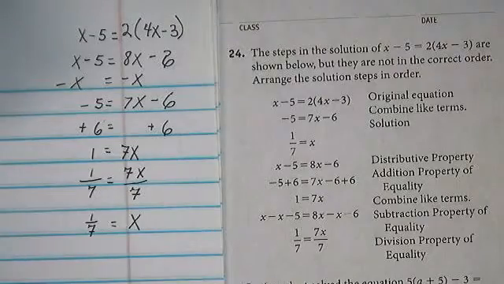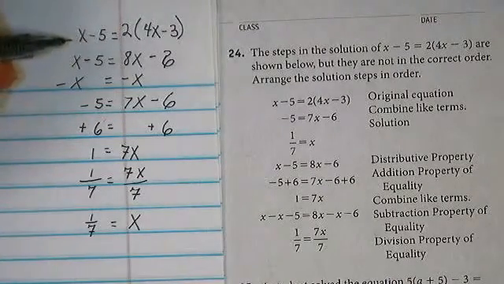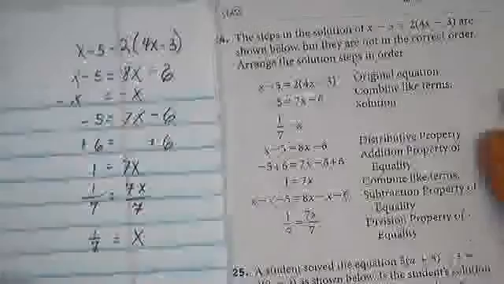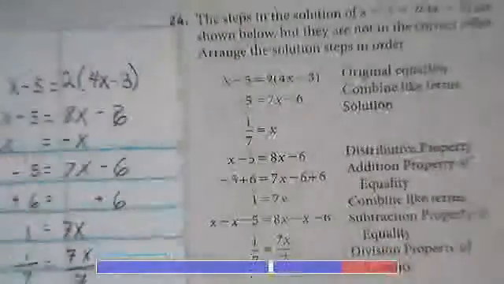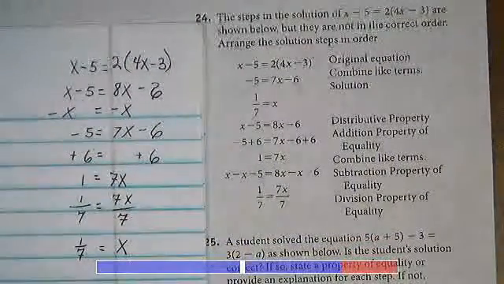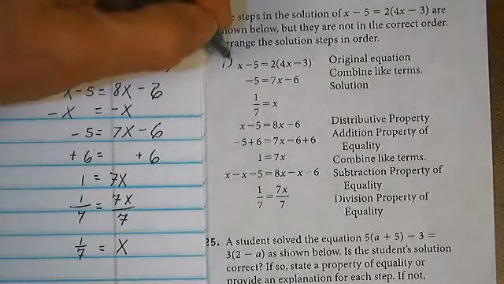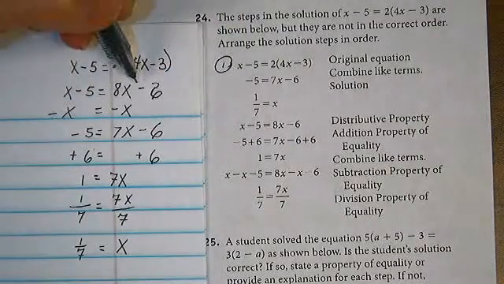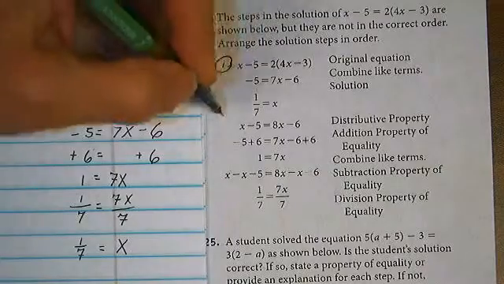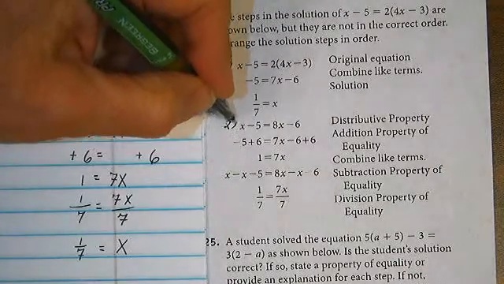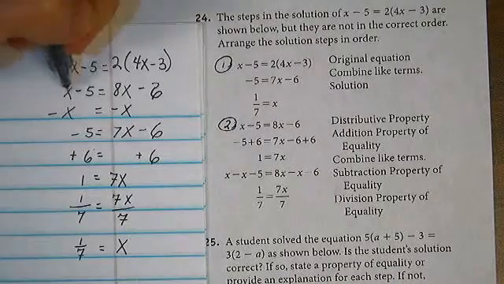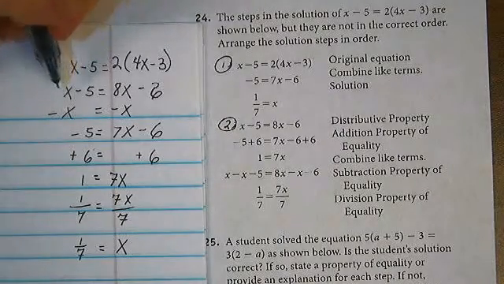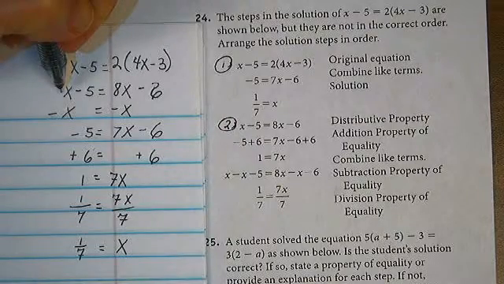Let's compare it to what they did. The original equation is first. Next, we distributed, so that is going to be step number 2. The third thing we did is simplify.